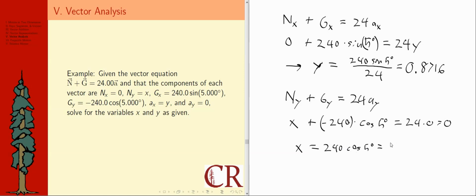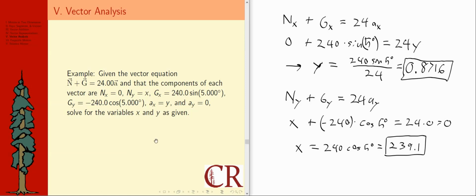And rounding that off appropriately, I get 239.1 for that. So my two answers, let me box my two answers. The solution for the variable y is there. The solution for the variable x is there. Just to be clear, to see if it aligns with what the slide says it should be, it looks like we've got a good agreement there.